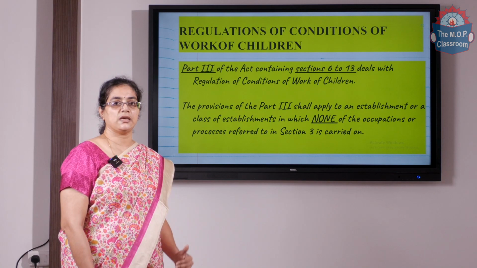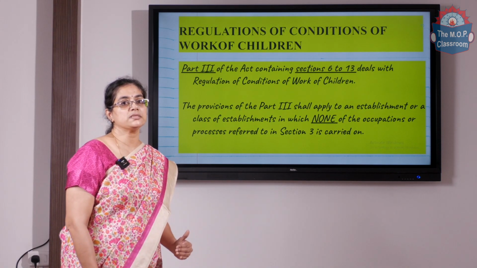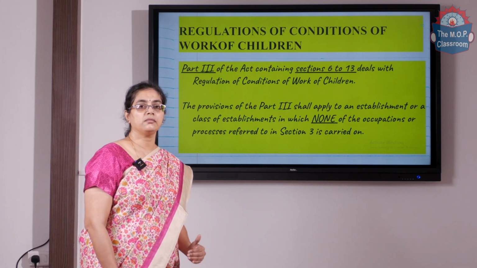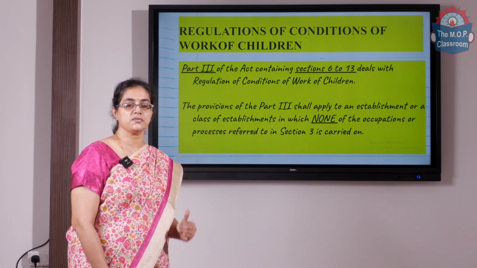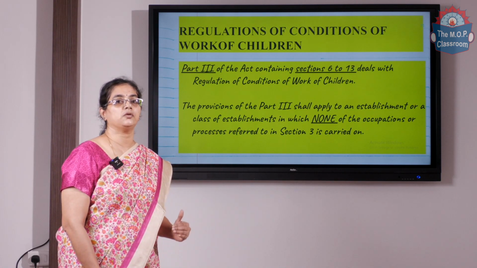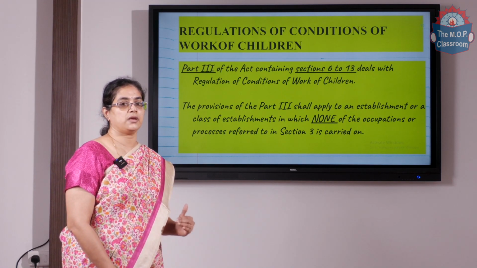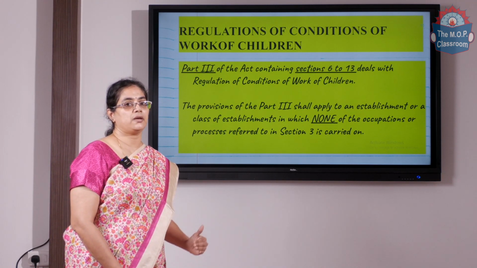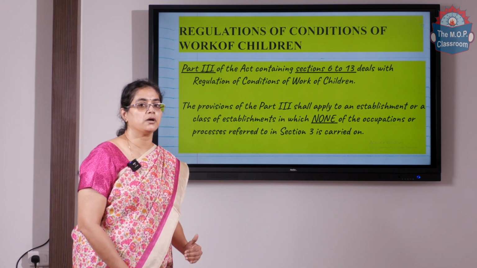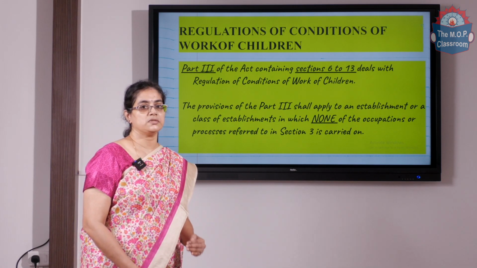In case of all the other occupations, what does the Act do in order to safeguard the interest of the child? They have brought in some regulatory measures. Part 3 of the Act talks about those regulatory measures which are applicable to children who are forced into employment either by virtue of their economic condition or because their parents or the society requires them to work in order to keep up their own sustenance.